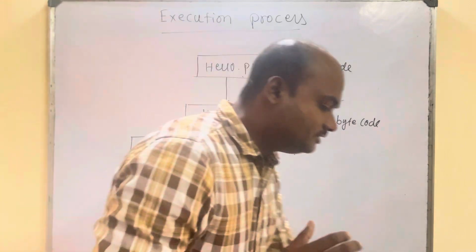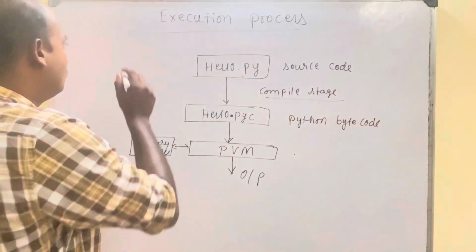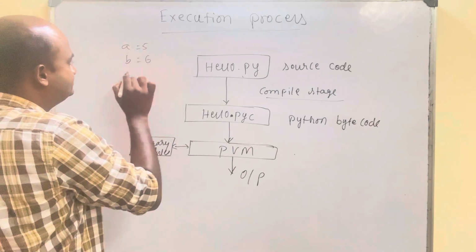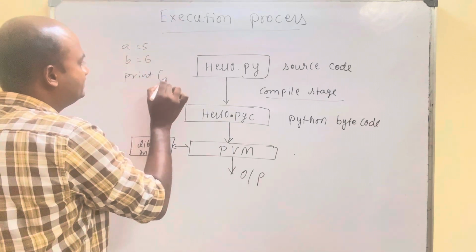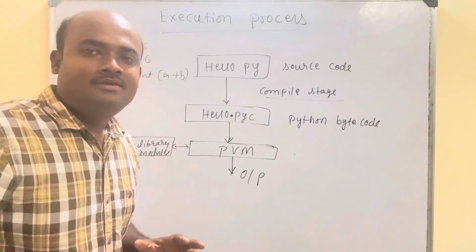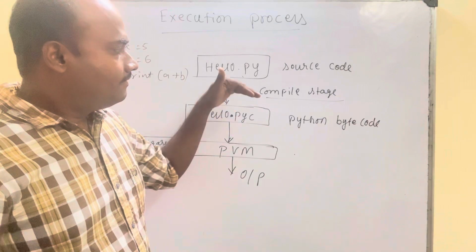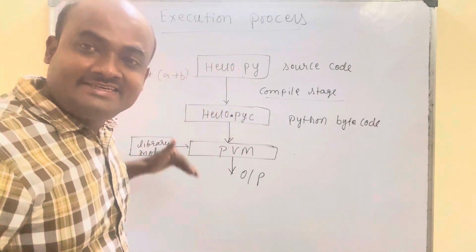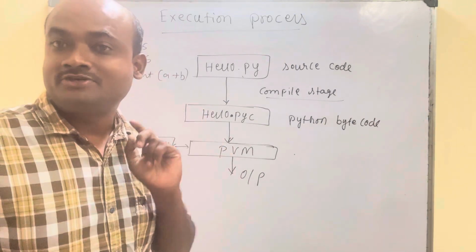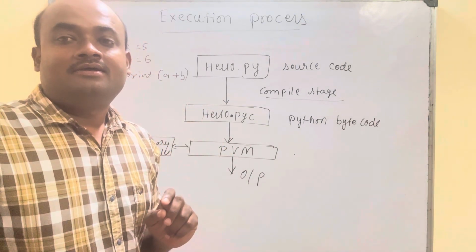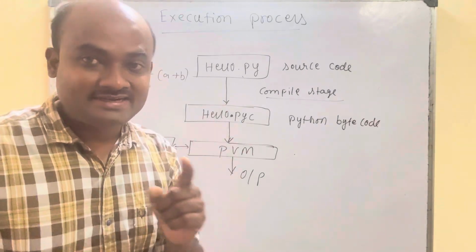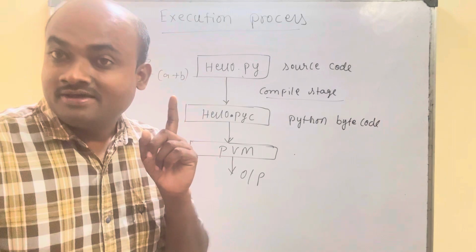When we write a small Python code, for example, a is equal to 5 and b is equal to 6, print a plus b. Some small example. There are two types of errors we can encounter in the whole code execution process. One is syntax errors, another one is runtime errors.